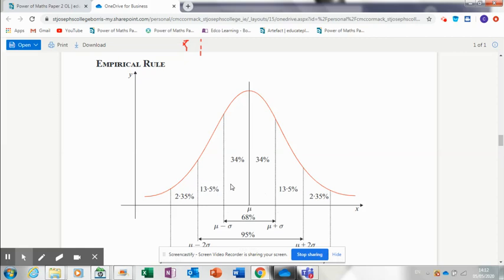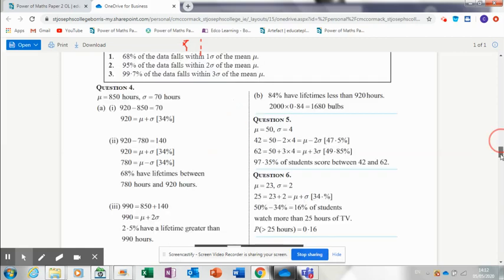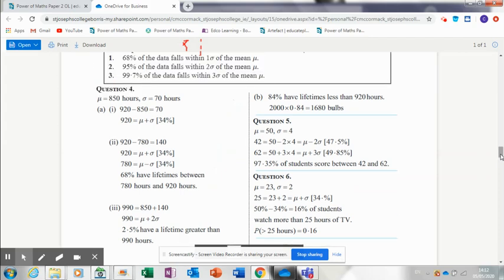So I explained all of that the last day. So let's look then at question 4. Light bulbs have a mean lifetime, so X bar is equal to 850 hours, with a standard deviation of 70 hours. What percentage lasts between 850 and 920 hours? Well, 850 is your mean, and 920 is your mean plus 1 standard deviation.